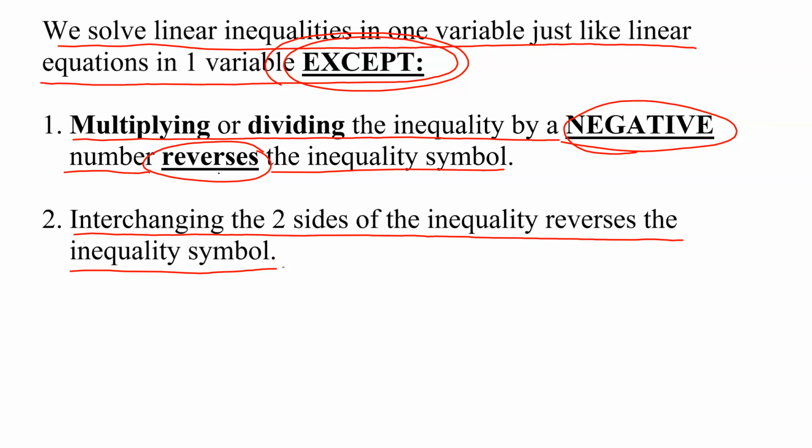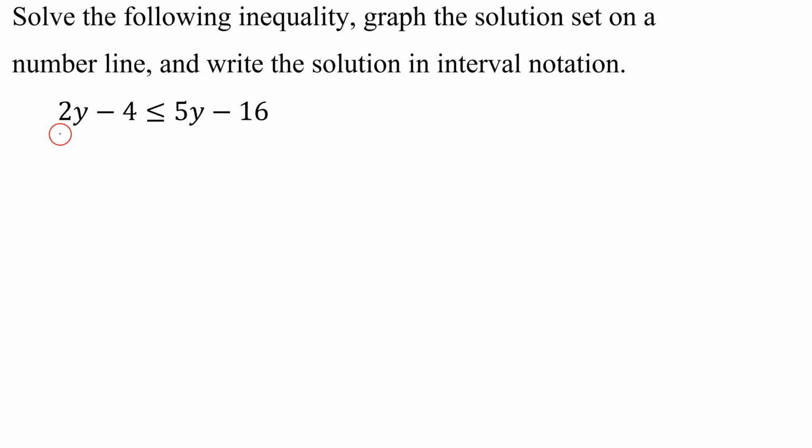So let's go back to our example here, and we're going to solve this linear inequality just like a linear equation, keeping those two exceptions in mind. So for a linear equation, how do you solve them? You get all your variables on one side, all your constants on the other. So I want to collect my y's on the left-hand side. So I'm going to subtract 5y from both sides.